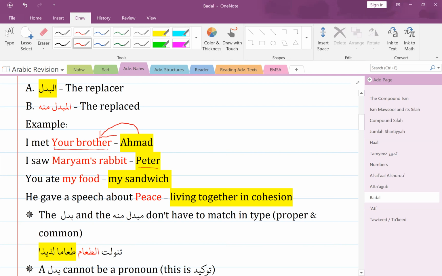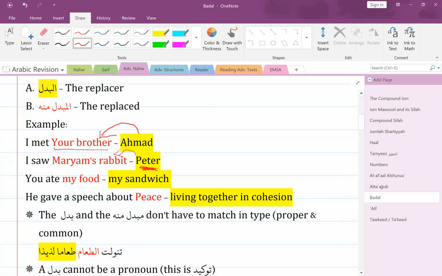So you see, Peter here is not just adding emphasis, it's adding more clarification. Peter is adding more information about Mariam's rabbit. I saw Mariam's rabbit whose name is Peter. So it's more information. But if I just substitute it and say, I saw Peter, you'll be thinking maybe there's a guy at work called Peter, or maybe there's somebody else called Peter. How many Peters in the world? So it could be anyone. So there's more information being added here.